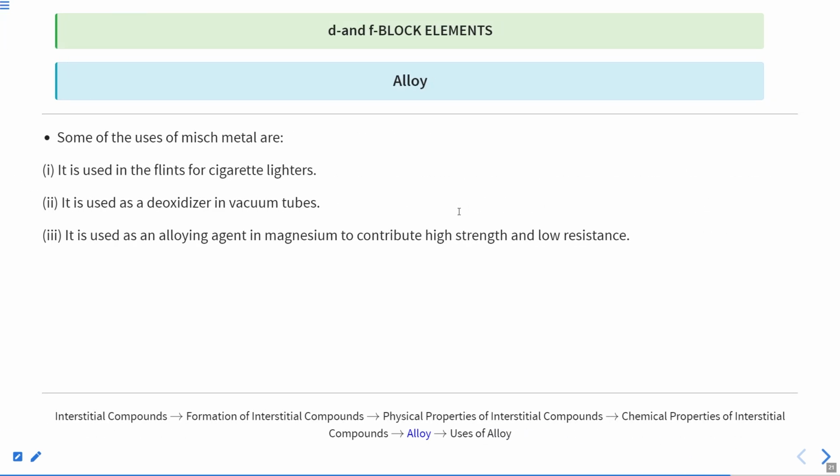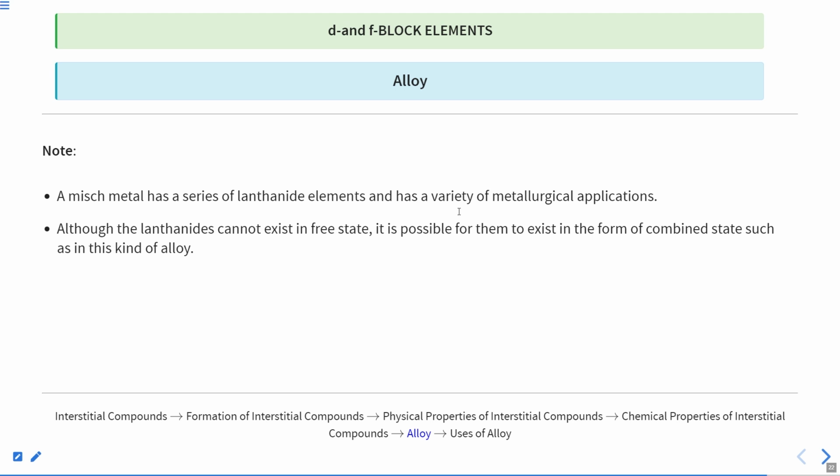Now, talking about the uses of mesh metal, they are used as flints for cigarette lighters. It is used as a deoxidizer in vacuum tubes, and it is also used as an oxidizing agent in magnesium to contribute high strength and low resistance. Clear? Okay. Note, mesh metal has a higher series of lanthanoid elements and has a variety of metallurgical applications also. Although the lanthanides cannot exist in free state, it is possible for them to exist in a combined state, as in case of alloy.